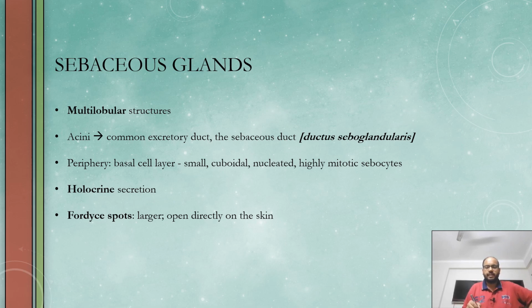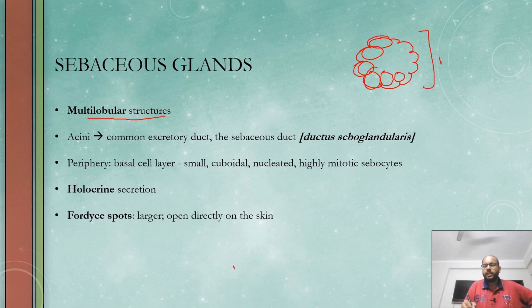Now, sebaceous glands. Let's discuss a bit about sebaceous glands. These are multilobular structures. That means there are a lot of different lobules. These are all different separate lobules. The lobules are also known as acini. Acini means sac, so it looks like a sac in histology. All these acini drain into a common sebaceous duct, which is known as ductus seboglandularis.